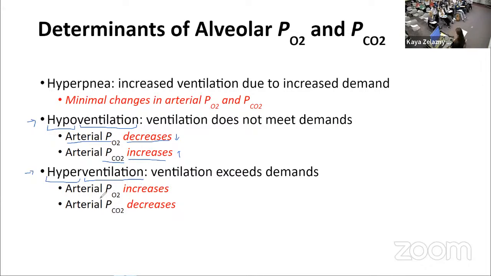So what you're going to see is a really high partial pressure of oxygen as you're bringing lots of oxygen into the body and then not using it, okay? And you're going to see that partial pressure of carbon dioxide dropping as you're breathing off lots of carbon dioxide without actually producing more. Okay. So you're going to see opposite changes in hypoventilation and hyperventilation in terms of those partial pressure values.